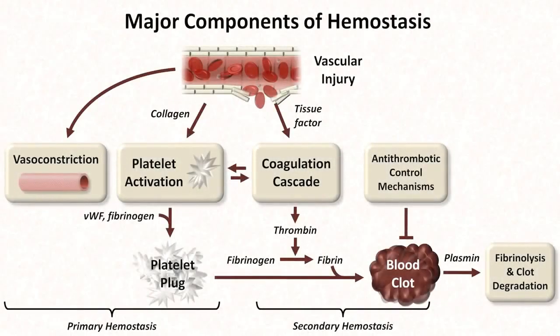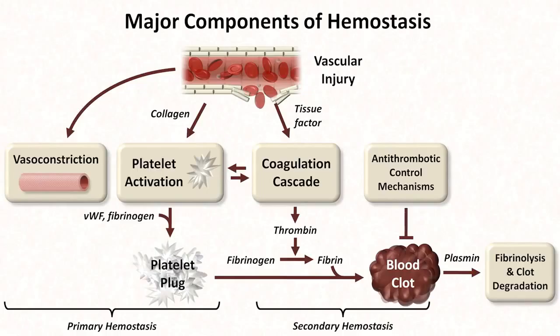So that concludes our grand overview of normal hemostasis. Let me return to this diagram once more. The very first reaction to vascular injury is vasoconstriction, followed by platelet activation, which is largely mediated by exposure of collagen. Platelet activation results in a change in platelet shape, platelet aggregation mediated largely by von Willebrand factor and fibrinogen, and results in the platelet plug. This phase of hemostasis is called primary hemostasis.